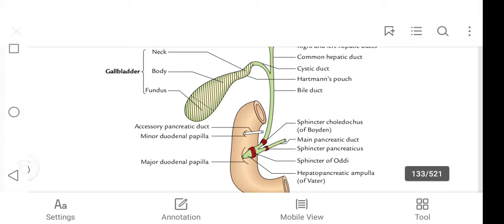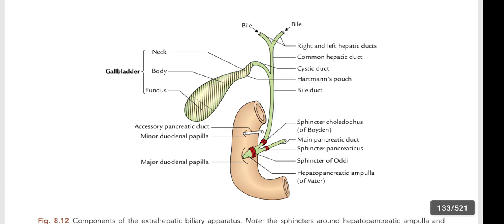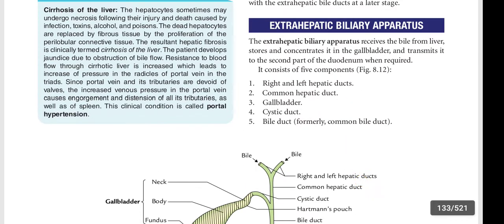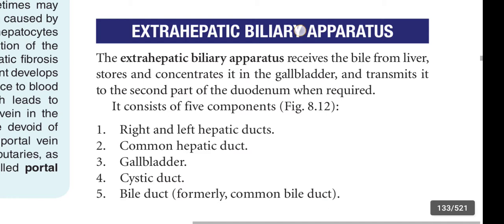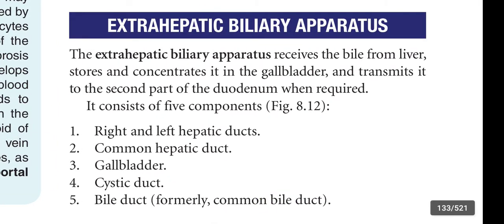In this video we are going to learn about the extrahepatic biliary apparatus. Okay. Coming to the topic. The extrahepatic biliary apparatus receives the bile from the liver, stores and secretes it into the gallbladder, and transmits it to the second part of the duodenum when required.